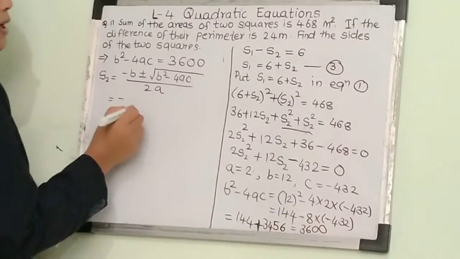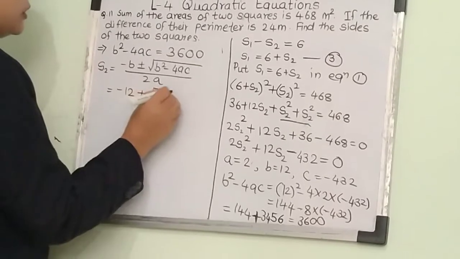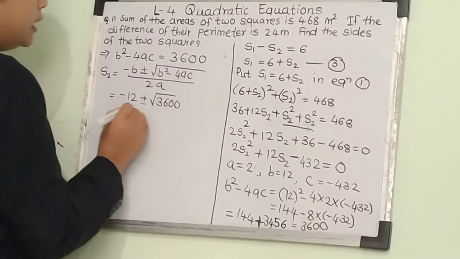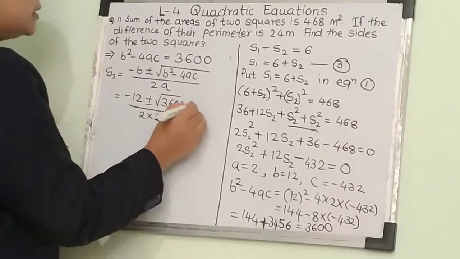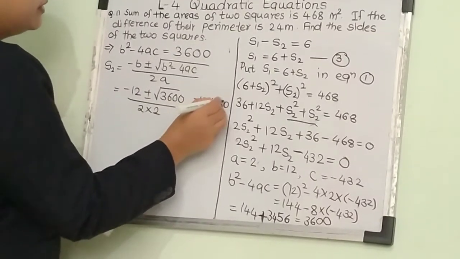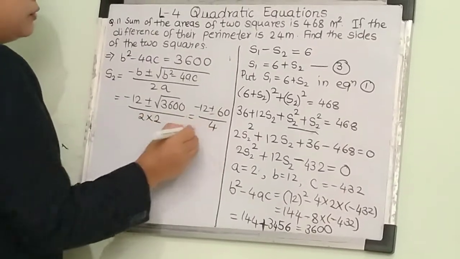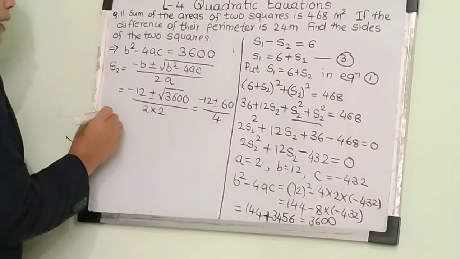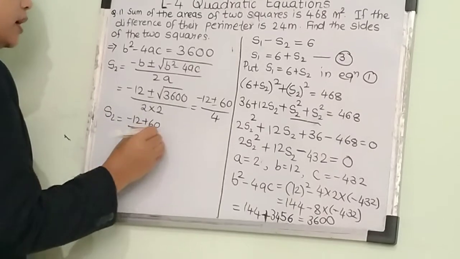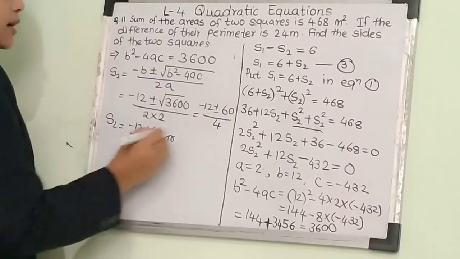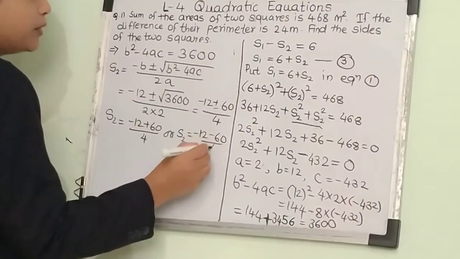Now minus, here B's value is 12, plus or minus root of 3600, upon 2 into A, and A will be 2. So minus 12 plus or minus, here it will come 60 because it is a perfect square of 60, and 2 2s are 4. Now S2 is equal to minus 12 plus 60 in one bracket upon 4, or S2 equals minus 12 minus 60 upon 4.